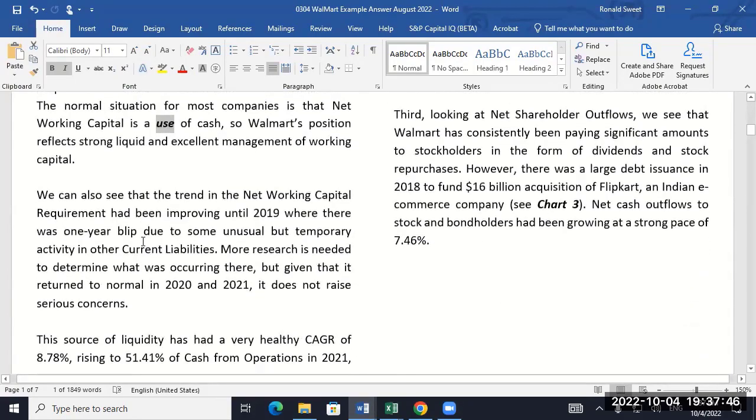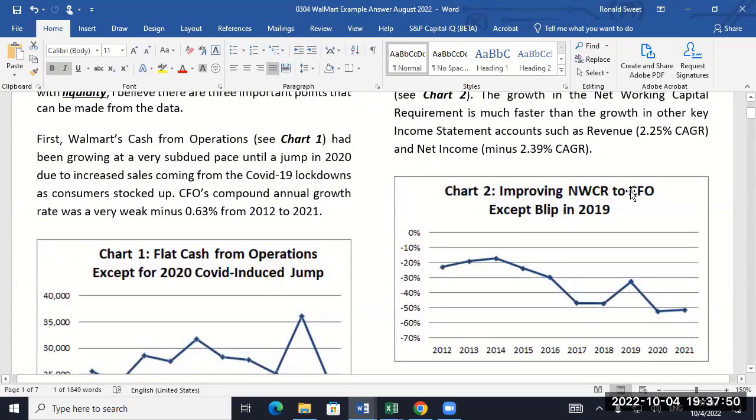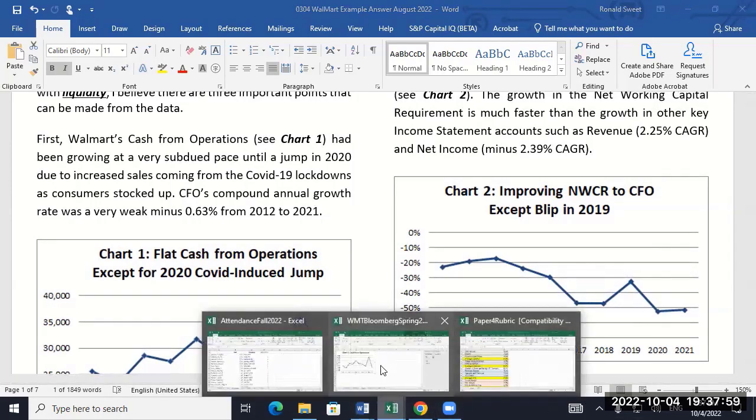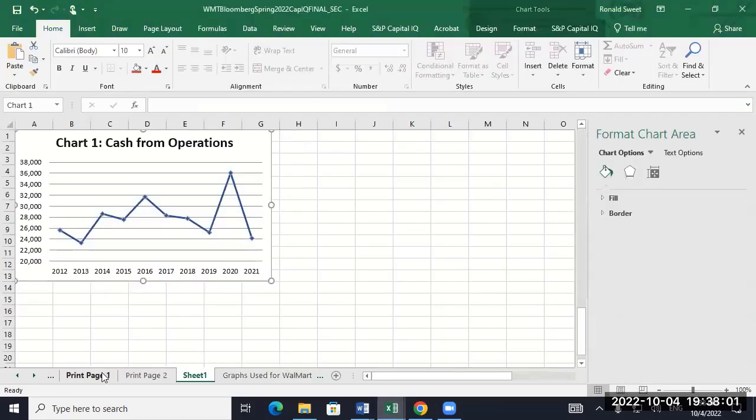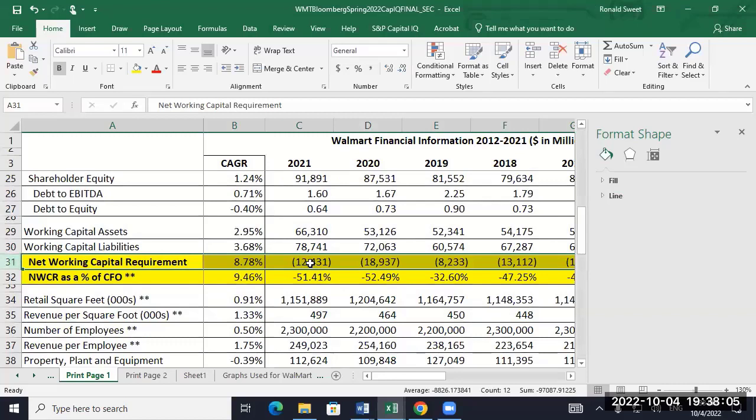Now, what I do on the trend is I compare the net working capital to CFO. So again, if your CFO is volatile, it can cause this number to be volatile. So one thing you might want to do is just look at the working capital requirement itself. On print page 1, you just look at the numbers themselves.